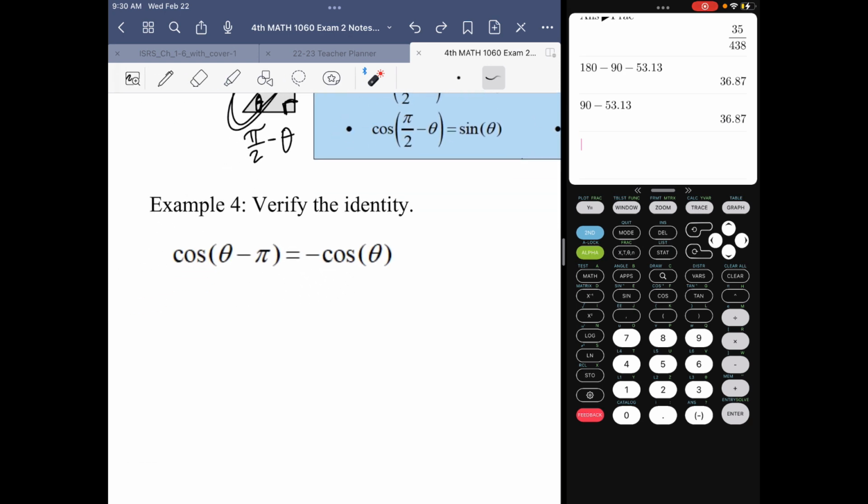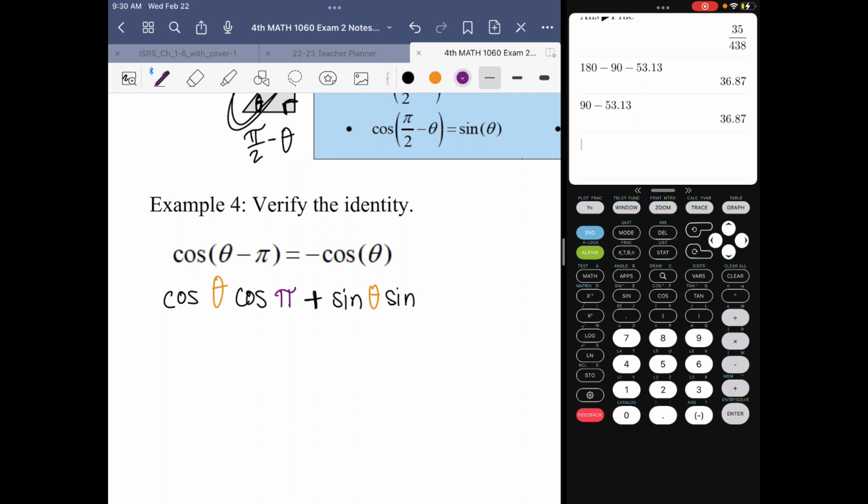So it wants us to verify this identity, and it is an important identity, so we'll go ahead and do it. It's asking us to verify that the cosine of theta minus pi is equal to the negative cosine of theta. So we know that if this is the cosine, well, that's a difference. So we can say the cosine of theta multiplied by the cosine of pi plus, because it was minus, so we're going to switch to plus, the sine of theta multiplied by the sine of pi.